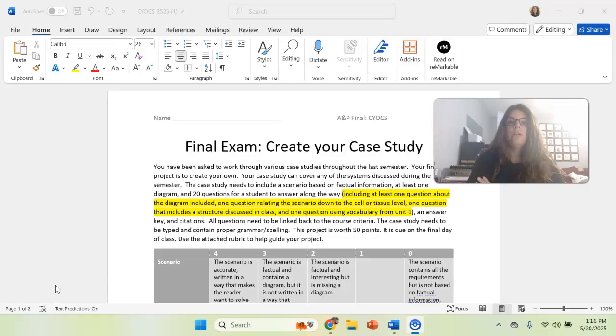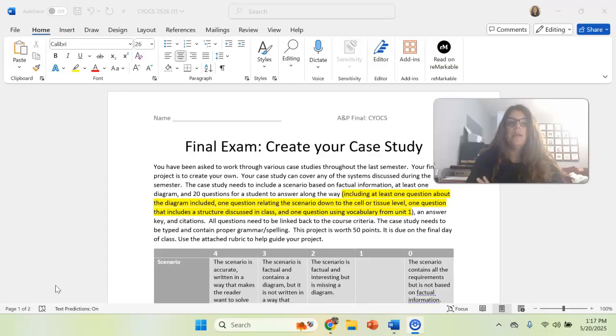So that would include cells, tissue, integumentary system, skeletal system, nervous system, and muscular system. Along with your scenario, you need to have 20 questions to get full credit for the assignment. 3 of those questions need to be very specific. One has to address either a diagram or a table or some kind of analysis of a visual.